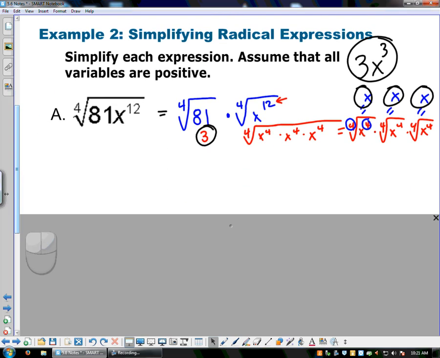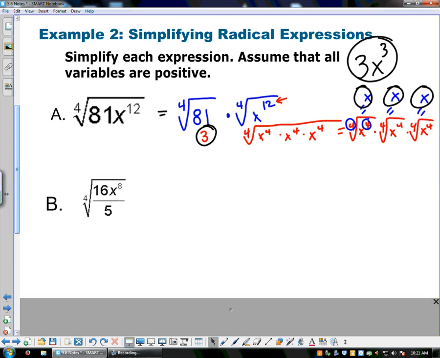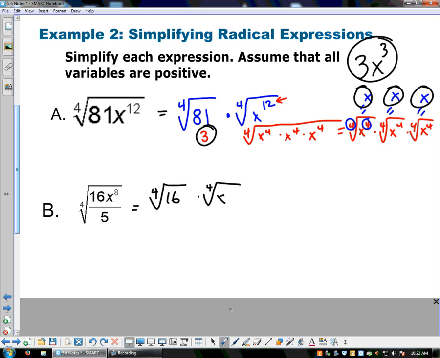Let's take a look at another example. What about this one? If we want to simplify the 4th root of 16x to the 8th over 5, remember we can split this up and write it as the 4th root of 16 times the 4th root of x to the 8th, divided by the 4th root of 5. I hope you're getting this example down in your notes.